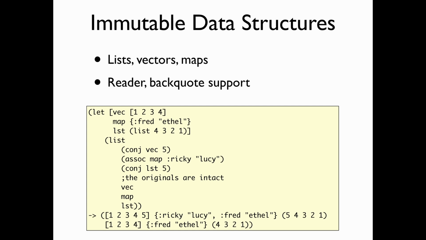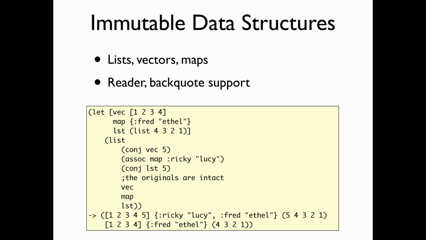And so what do we get back? We get the new vector with 5 at the end. The new map, you can never tell the order you're going to get here because it's just associative. And this map is actually a hash map. The map literal yields a hash map, not a tree, for instance, although I do have red-black tree data structures in Clojure. And there's the list, again with the 5 at the front, because that's what happens when you conj onto a list. And there are the originals down here. So everybody got this? Yes?